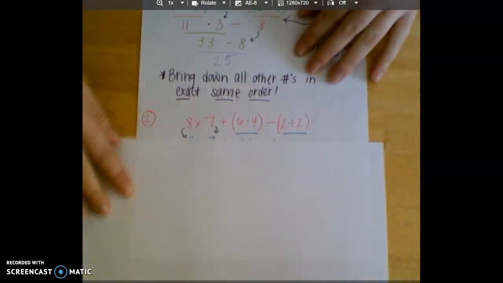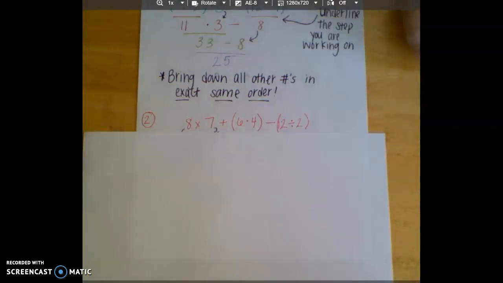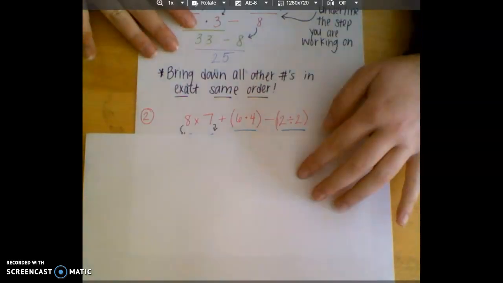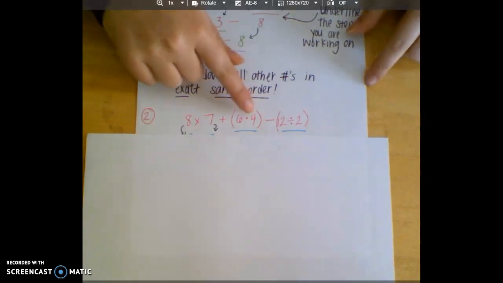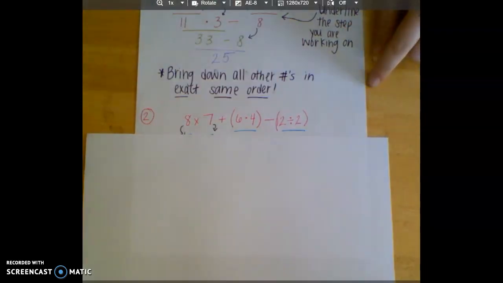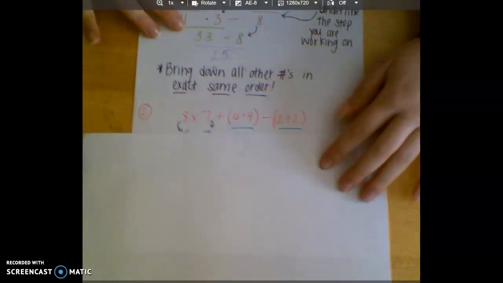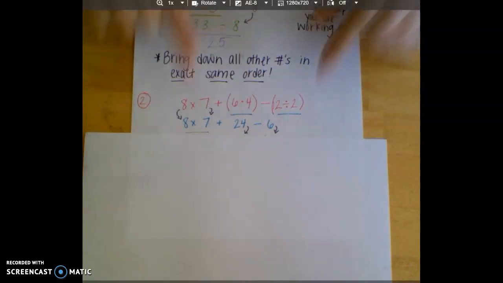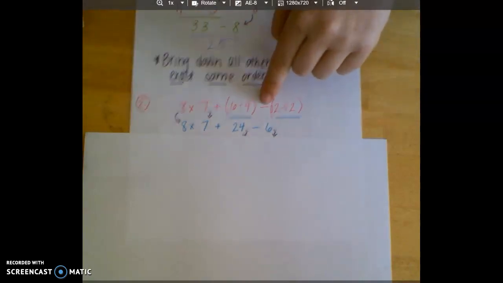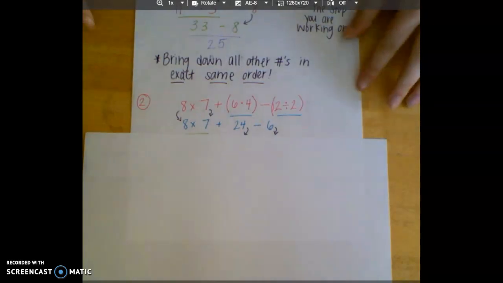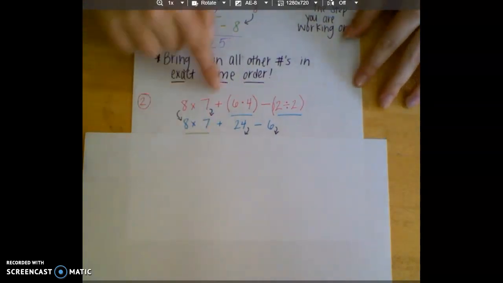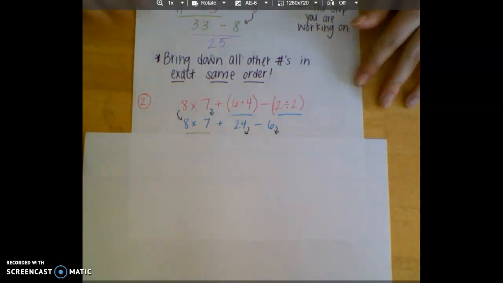So let's take a look at our next one. Here we go. We have 8 times 7 plus, in parentheses, 6 times 4 minus 12 divided by 2. So we look at this in our head. Parentheses, grouping, that's our first thing. I underline 6 times 4, and I underline 12 divided by 2 because I have to do both of those first. I get my answer. I get 24 and I get 6. I put those under. I didn't touch this minus though, so it has to go right in between. I didn't touch my 8, my times, my 7, or my plus. Those also come in between.